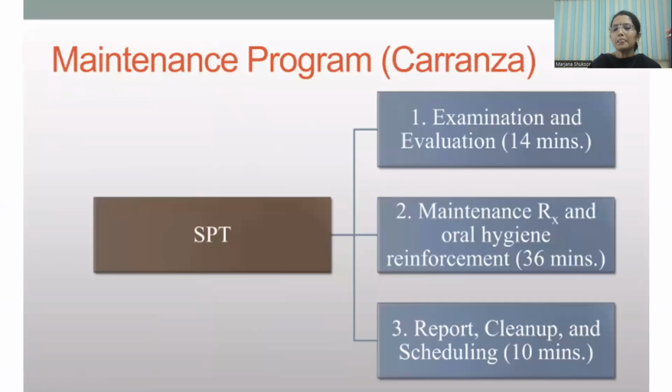It's coming on to the maintenance program scheduling. According to Carranza, the maintenance program scheduling is done for 60 minutes. First 14 minutes will be for examination and evaluation. Then 36 minutes is allocated for maintenance treatment and oral hygiene reinforcement, and 10 minutes is allocated for report, cleanup, and scheduling.